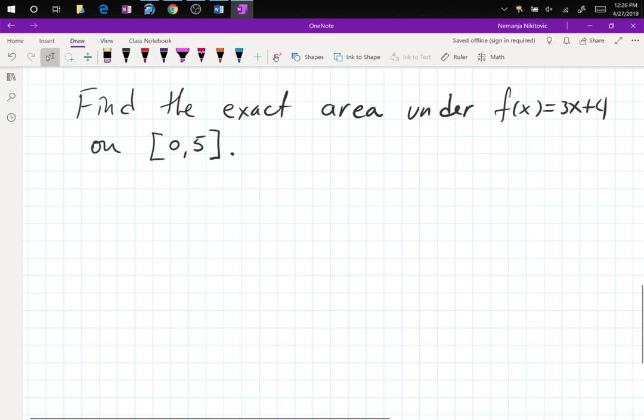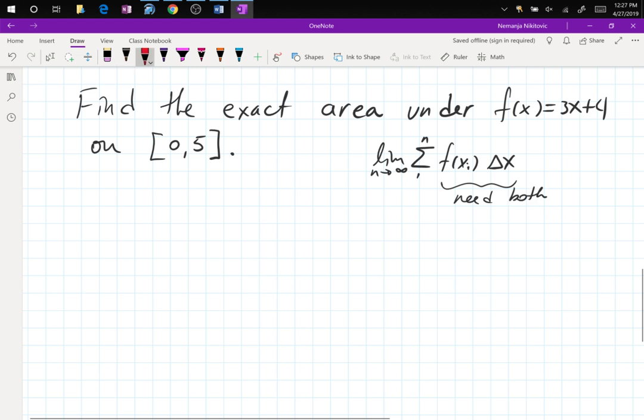But why simple if we can complicate things, right? So we first set everything up. Remember what I have: limit as n goes to infinity, summation from 1 to n, and inside I have f of xi times delta x. So we need both of these.